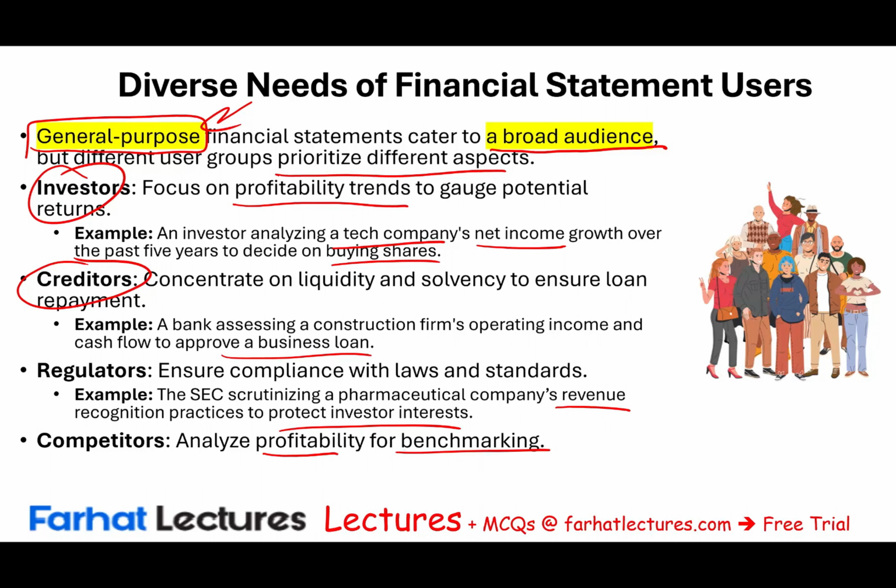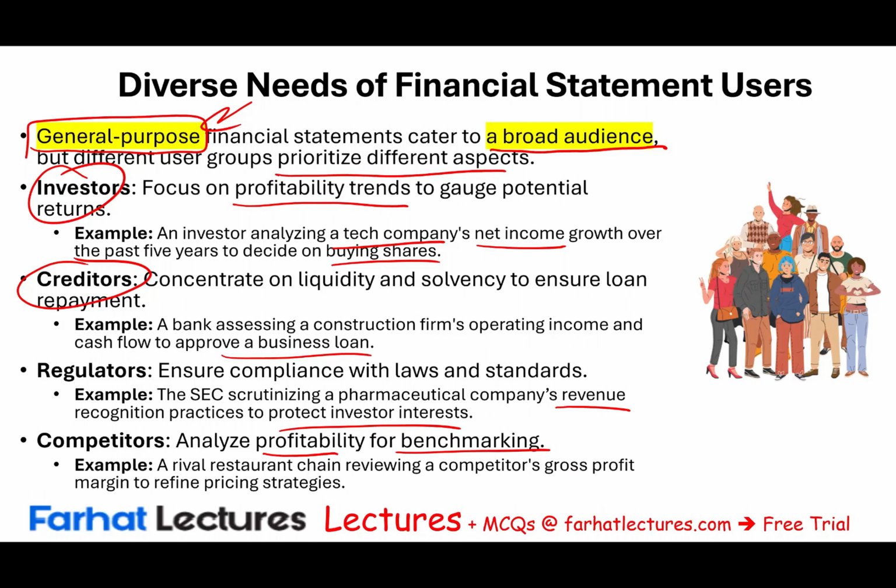They're looking at how well you are doing. A rival restaurant chain reviews a competitor's gross profit margin to refine their pricing strategy. Now, this group of people, your competitors, would look at the financial statement, look at your revenues minus your cost of goods sold to get your gross profit, but for totally different reasons, although they're looking at the same numbers. The point is how we analyze revenues, expenses, and income differ because we're different users.